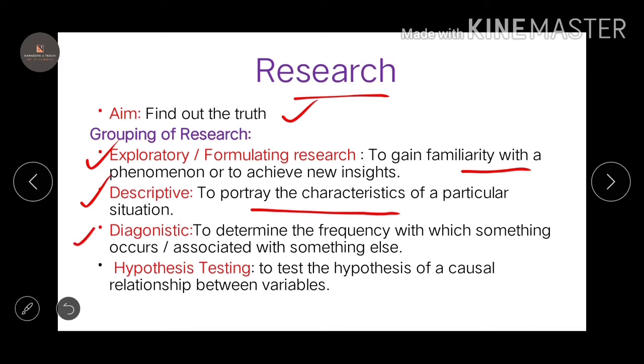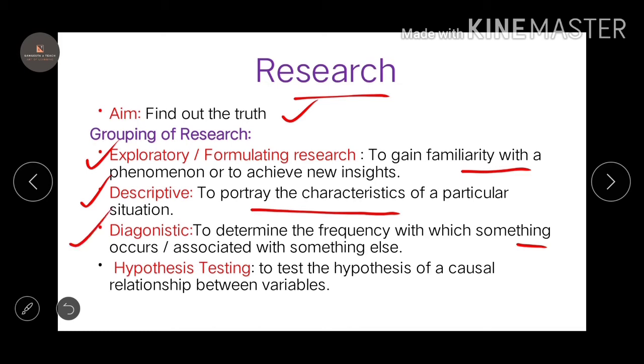So, diagnostic. Diagnostic is related to frequency. This word frequency is related to the diagnostic. So it will determine the frequency with which something occurs or is associated with something else. So diagnostic is nothing but the frequency at which some incident or situation occurs, or the association of one thing with another thing; that will fall under the diagnostic.